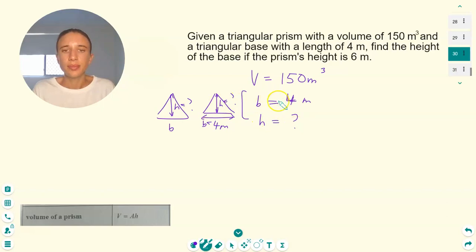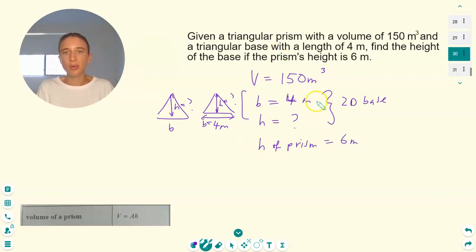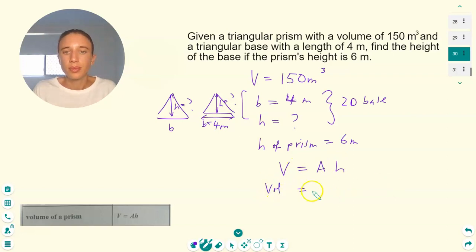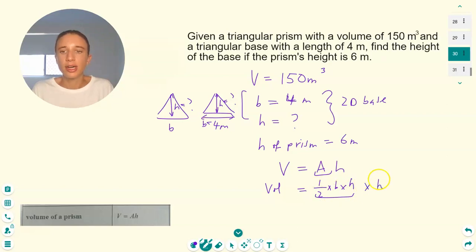Height, and this is to do with the 2D base. The prism's height is 6 meters. Height of prism equals 6 meters. So you can start with a data table, and then we have our formula in our formula sheet. So volume, area of 2D base times height. Area of the 2D base, it's a triangle, so we've got half times base times height, and then times the height of the prism. You can feel free to just write all of the words to make sure you do it.